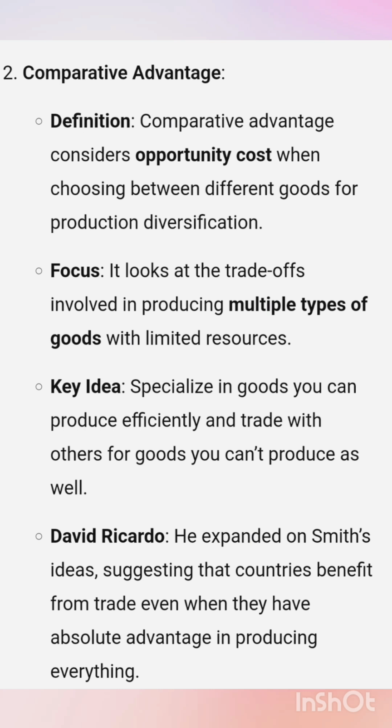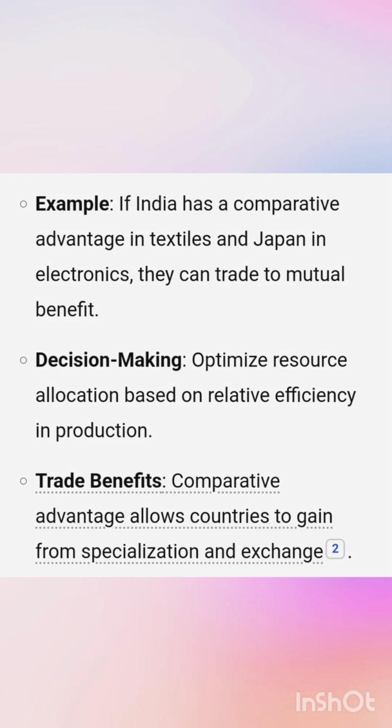David Ricardo expanded on Smith's ideas, suggesting that countries benefit from trade even when they have absolute advantage in producing everything. Example: if India has a comparative advantage in textiles and Japan in electronics, they can trade to mutual benefit. Decision making: optimize resource allocation based on relative efficiency in production. Trade benefits: comparative advantage allows countries to gain from specialization and exchange.